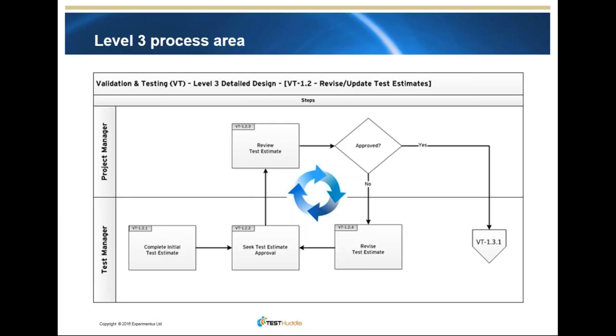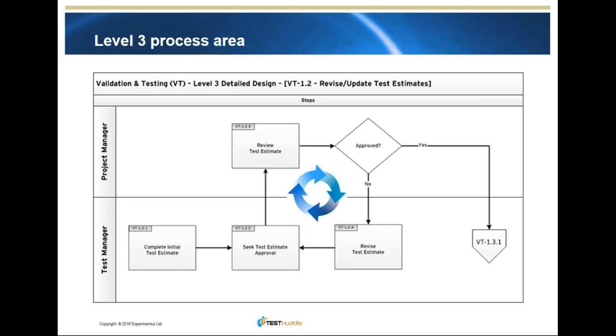So this task starts with the test manager who completes a test estimate. They then seek approval, which goes through to the project manager to review. If he approves it, it comes out of the process and goes into the next step, VT1.3. If he refuses it, it comes back through a cycle of review. So these are the core components of a process as far as this presentation is concerned. When I'm referring to process, this is exactly what I'm referring to.